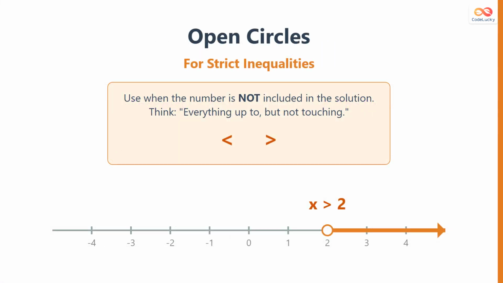Let's start with open circles. You use an open circle for strict inequalities, like less than or greater than. The open center tells us that the number itself is not included in the answer. It's like a boundary line you can get close to, but cannot touch.